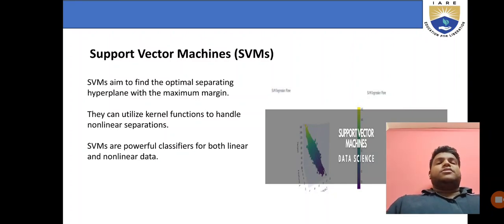Support vector machines, SVM. SVM aims to find the optimal separating hyperplane with the maximum margin. They can utilize kernel functions to handle nonlinear operations. SVMs are powerful classifiers for both linear and nonlinear data.